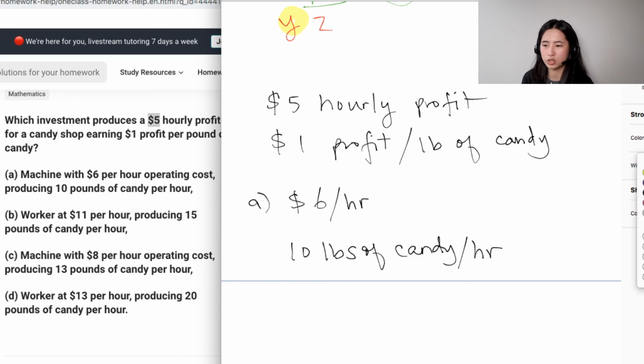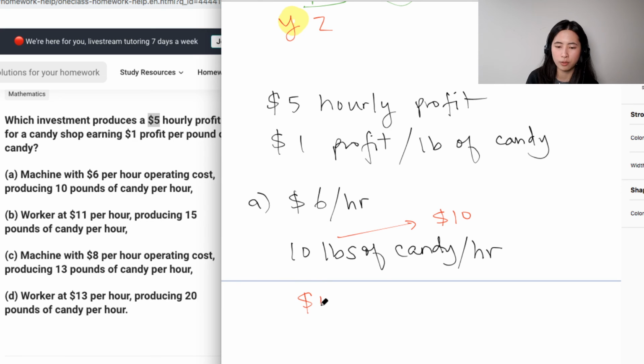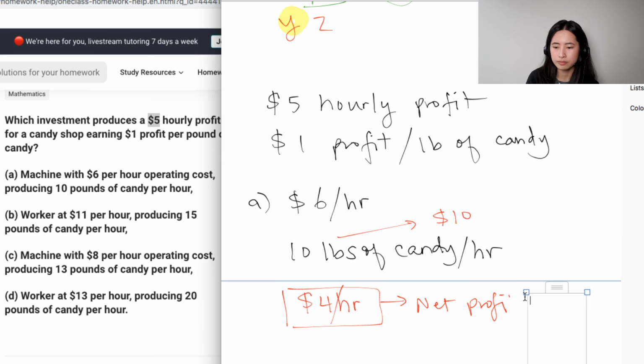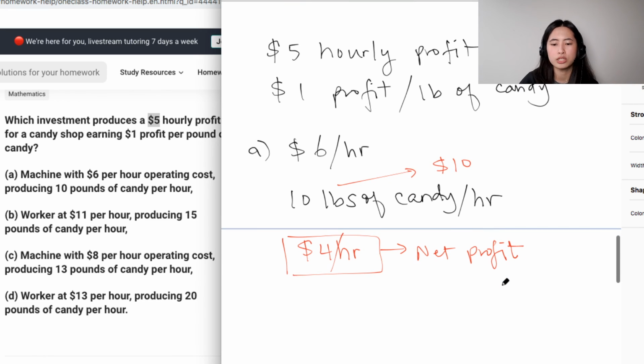So this number over here. That's why you know that for this, because it's per hour, you're actually earning $10 for the 10 pounds of candy that you're producing. So when you take $6 and subtract that from 10, you get $4 per hour. So this is actually your net profit. So yeah, that's your net profit. You need to remember that you're subtracting $6 from $10.